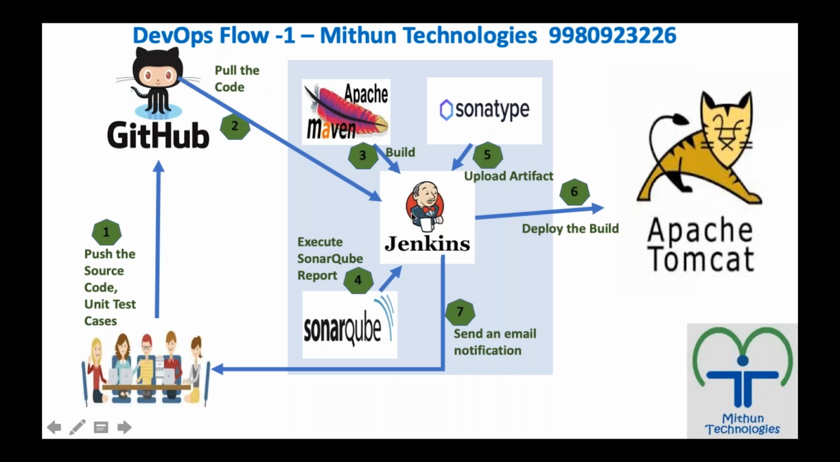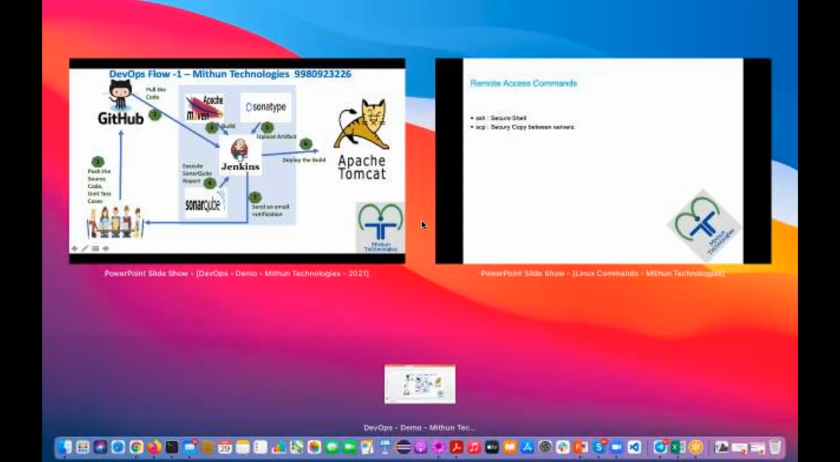So every 30 minutes, Jenkins will go to GitHub and check whether any updated code is there or not. On what basis? Based on the commit ID. If both commit IDs are different, then the build is going to trigger.